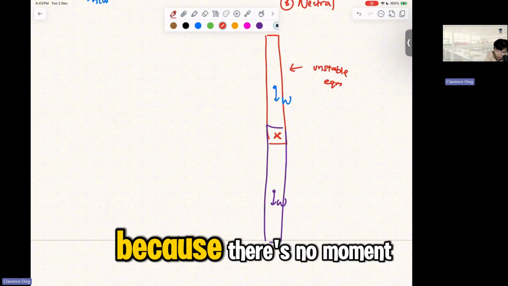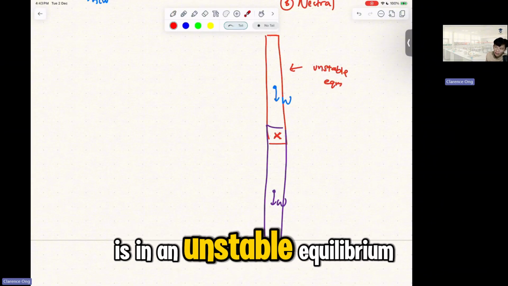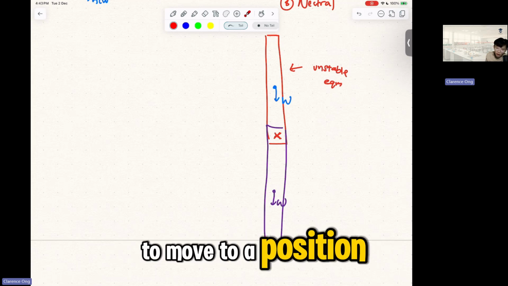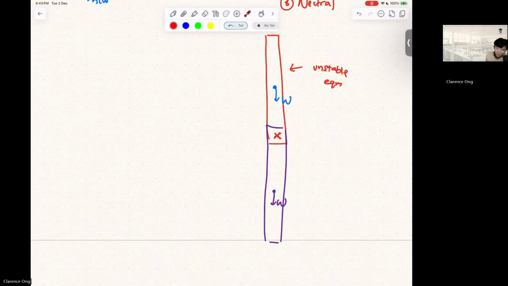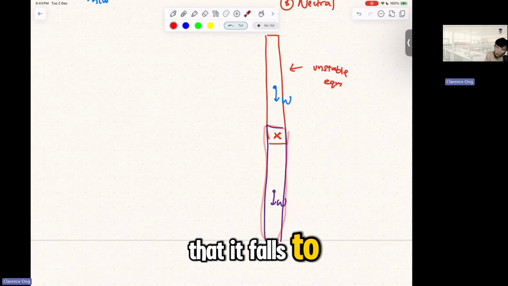Which means that this ruler is originally in an unstable equilibrium. Yes, it is in equilibrium because there's no moment about the pivot, but it is in an unstable equilibrium because it has the tendency to move to a position of lower CG when displaced. Then what is a stable equilibrium? A stable equilibrium would be this position that it falls to.